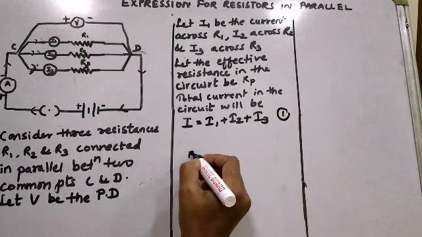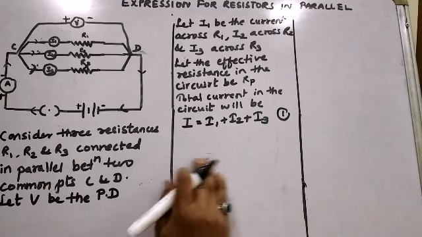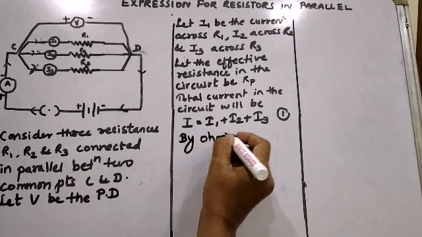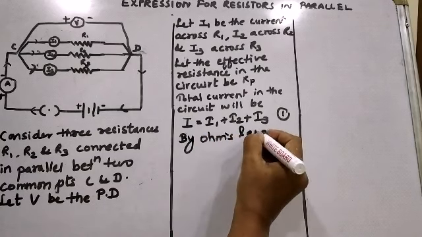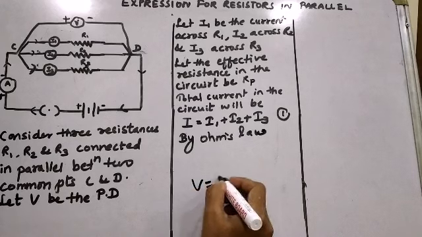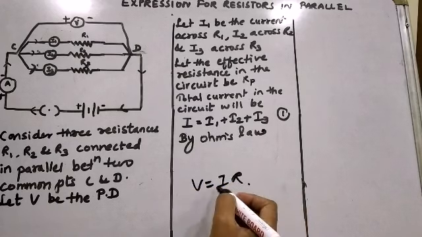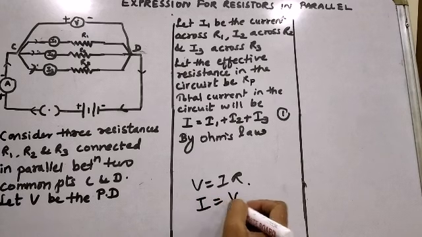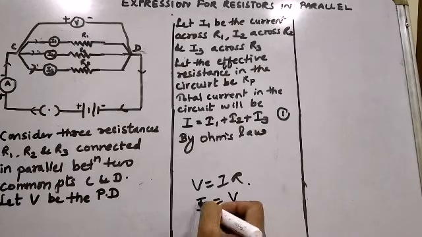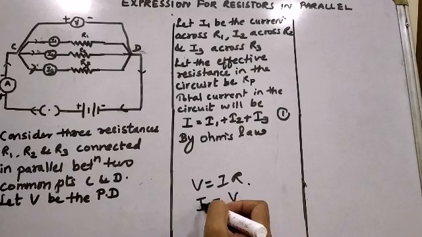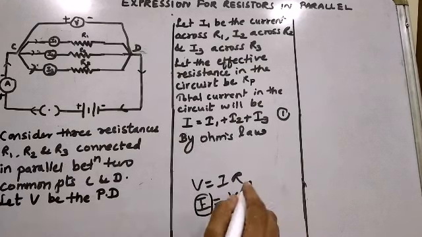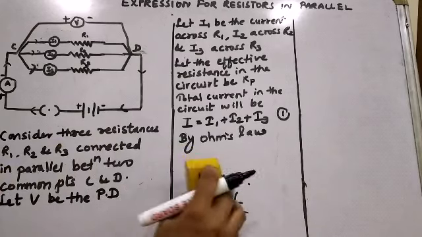Now we know that by Ohm's law, see what was Ohm's law? V is equal to IR was Ohm's law, isn't it? So if we rearrange the expression, we get I is equal to V upon R, correct? Why I is equal to V upon R? Because we are going to substitute for I in this equation. I is equal to I1 plus I2 plus I3, isn't it?